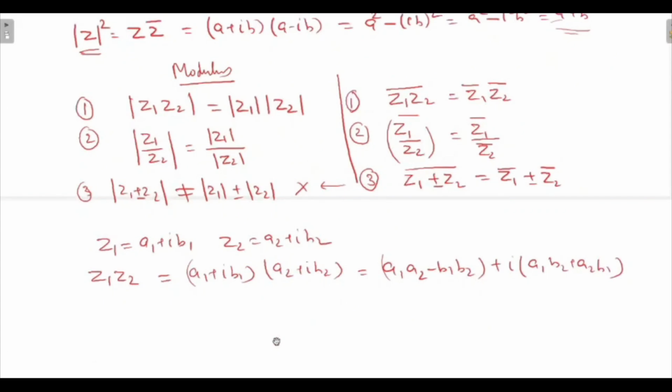And now if I have to take the modulus of z1 z2, then it will be equal to the square root of a1 a2 minus b1 b2 whole square plus a1 b2 plus a2 b1 whole square.